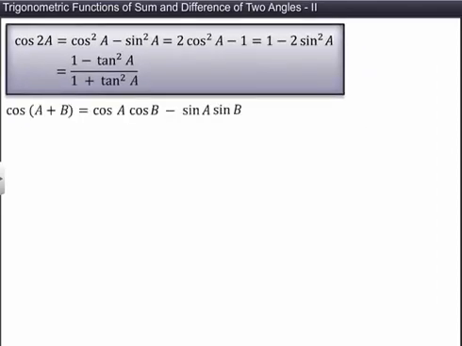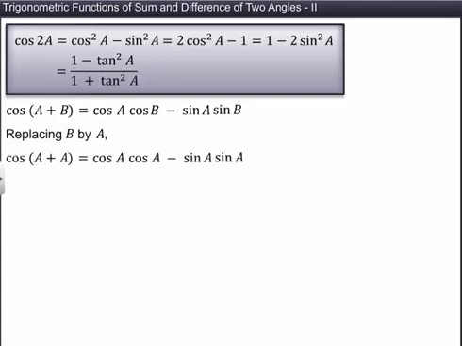We know that cos of A plus B is equal to cos A cos B minus sine A sine B. Replacing B by A in the formula, we get cos 2A is equal to cos square A minus sine square A.